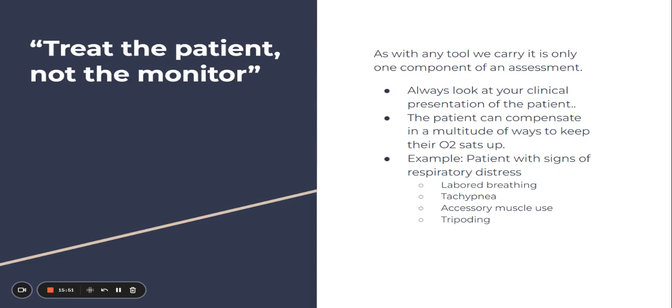Another example, let's just say you have normal sats, but the patient is laboured, breathing, has tachypnea, is using accessory muscles, tripoding. Well, they're obviously in respiratory distress. They obviously have an oxygenation and potentially a ventilation problem.